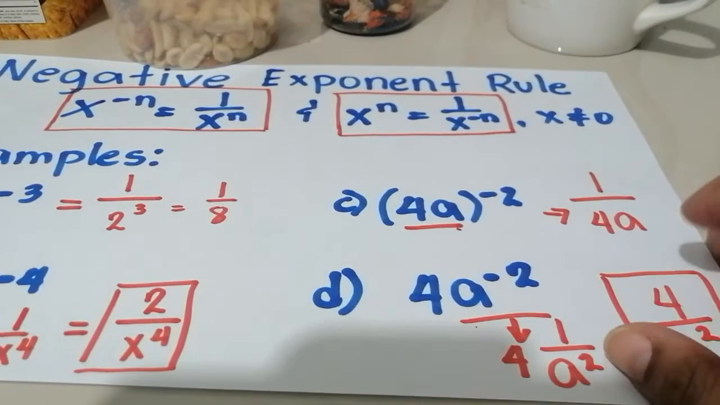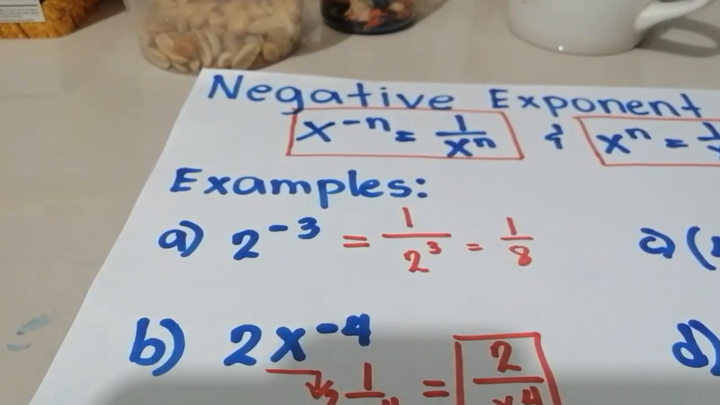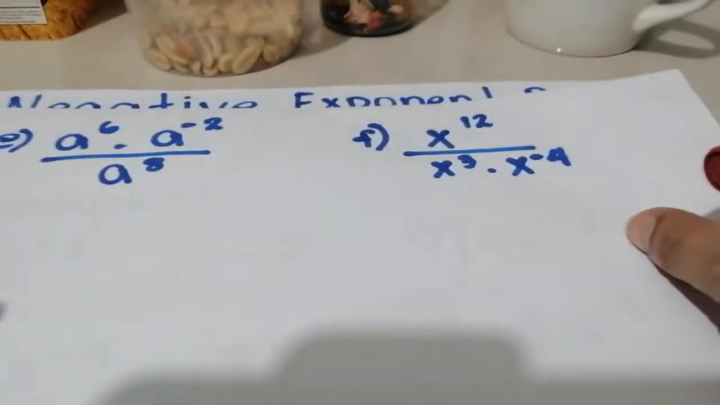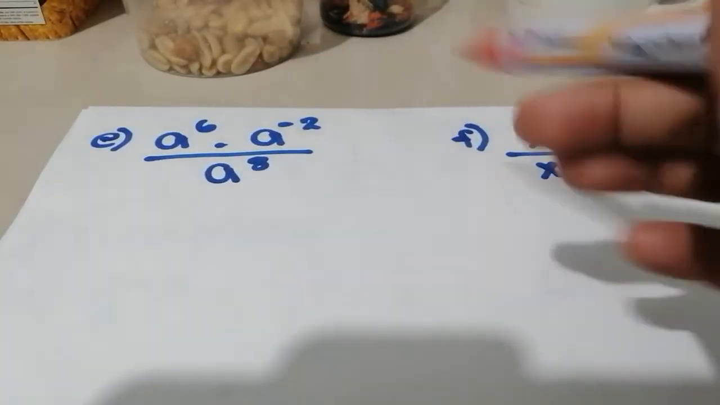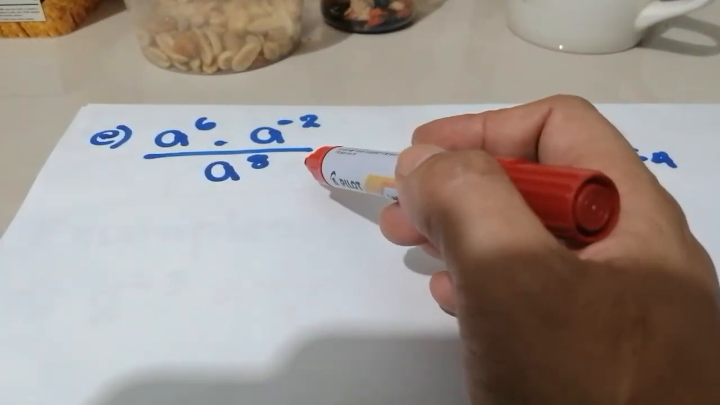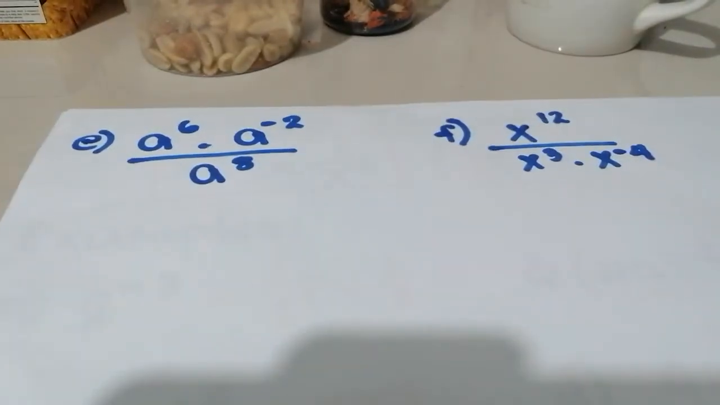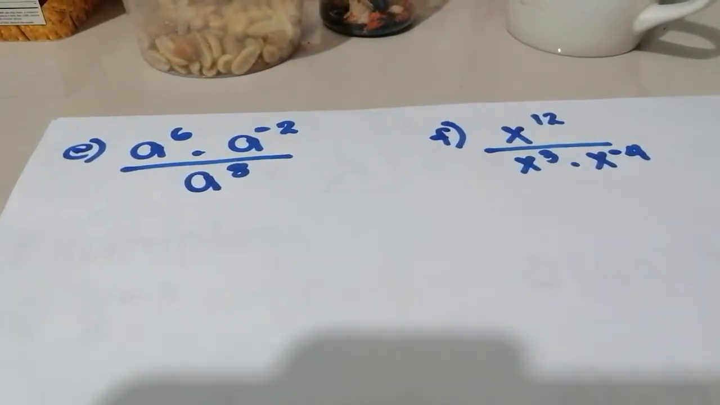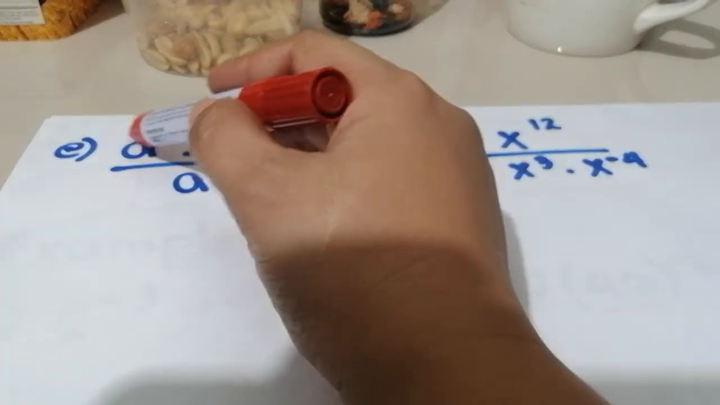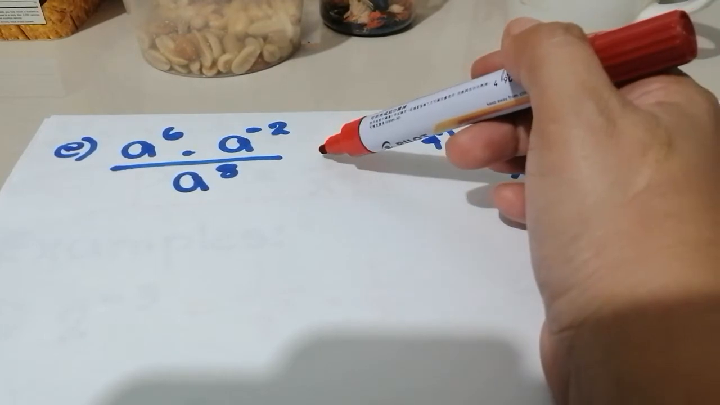Next, what if we have this kind of example naman? What if we have this example? It's a more complicated one. So, this is a combination. It's a raised to the 6th power times a raised to negative 2 over a raised to the 8th power. So, anong mangyayari dyan? Unang-una, we have to do the ones on top. Okay? So, what kind of rule is this? This is the product rule.